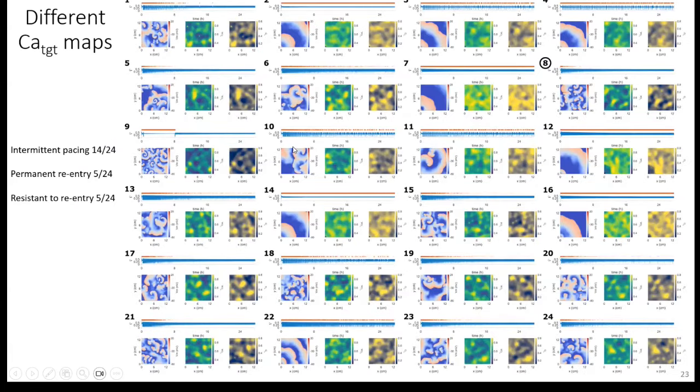And finally, if you have different heterogeneous maps, you're going to have different types of behavior. Some of them have intermittent activity where you never get full-time atrial fibrillation. In some of them you get permanent re-entry, like the one we saw, and some of them are completely resistant to re-entry. And this explains some of the behavior in human patients too. Some of them have just intermittent episodes of atrial fibrillation, some of them get permanent, some of them don't get it at all.